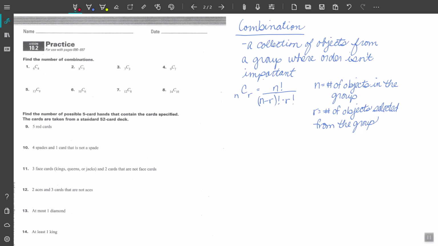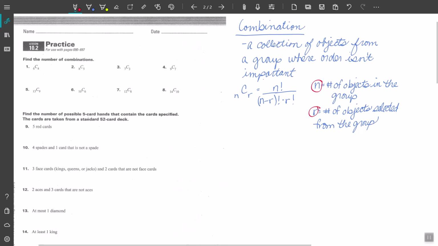We're going to start this lesson off by talking about combinations. And the definition of a combination I wrote here on the right-hand side of the screen is a collection of objects from a group where order isn't important. So we're talking about a set number of objects, and we're going to call that set number of objects n. The n variable is going to stand for the number of those objects in the group total. And then we're going to be selecting a certain number of them out of the group, and that variable we will let be r.